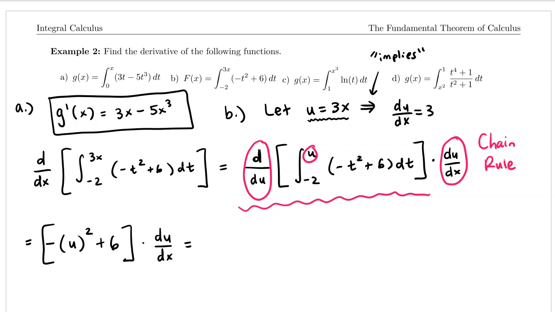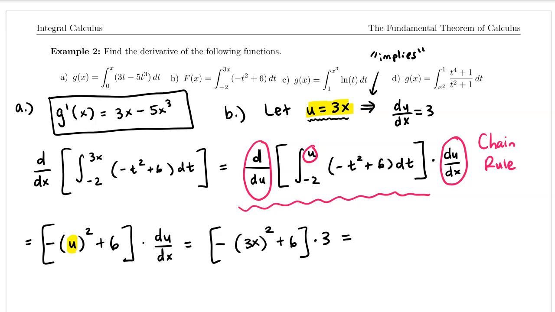So our final answer needs to be in terms of x. Originally we said let u equal 3x, so I'm going to substitute 3x back in. And so I get negative 3x quantity squared plus 6. And then this needs to be multiplied with the derivative, du dx. So I'm going to multiply that times 3.